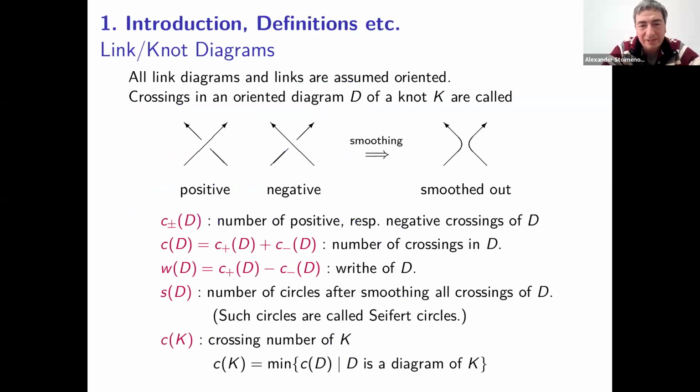So here are some basic definitions. I don't want to spend too much time on this. So the crossing number of a diagram, the number of positive and negative crossings, and when you smooth the crossings out, then you get Seifert circles. So w is the writhe, s is the number of Seifert circles, and c(K) I denote the crossing number of K for reference later. So this should be fairly standard definitions.